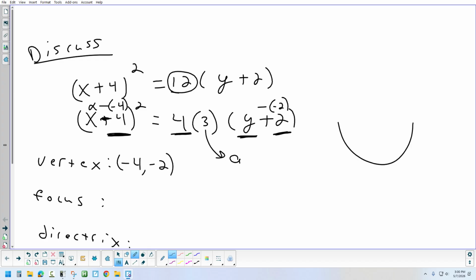Okay. Next thing is the focus. How many units did we say the focus is going to be from the vertex? 3. So here's your vertex. Your focus is going to be inside the parabola because the parabola has to wrap around the focus. And it's going to be 3 units up from the vertex. So what would be the coordinate if you went 3 units up from the vertex?